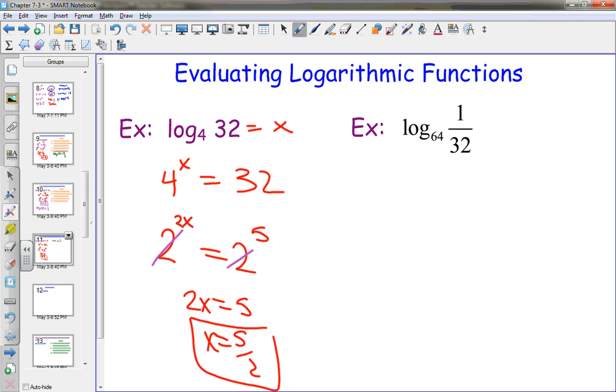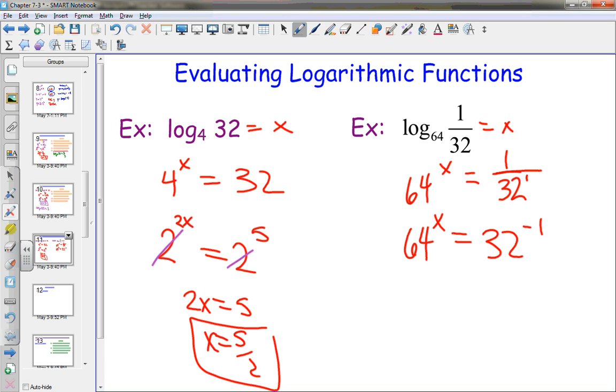What do I do? Set it equal to x. 64 to the x is equal to 1 over 32. Now what is so ugly about this thing? The fraction. So can I make it not a fraction? Yeah. How? 32 is in the bottom of the fraction with a power of 1. How can I put it to the top? To the -1. Excellent job, Nick. So 64 to the x is equal to 32 to the -1. So now I no longer have a fraction, which is what we don't like.